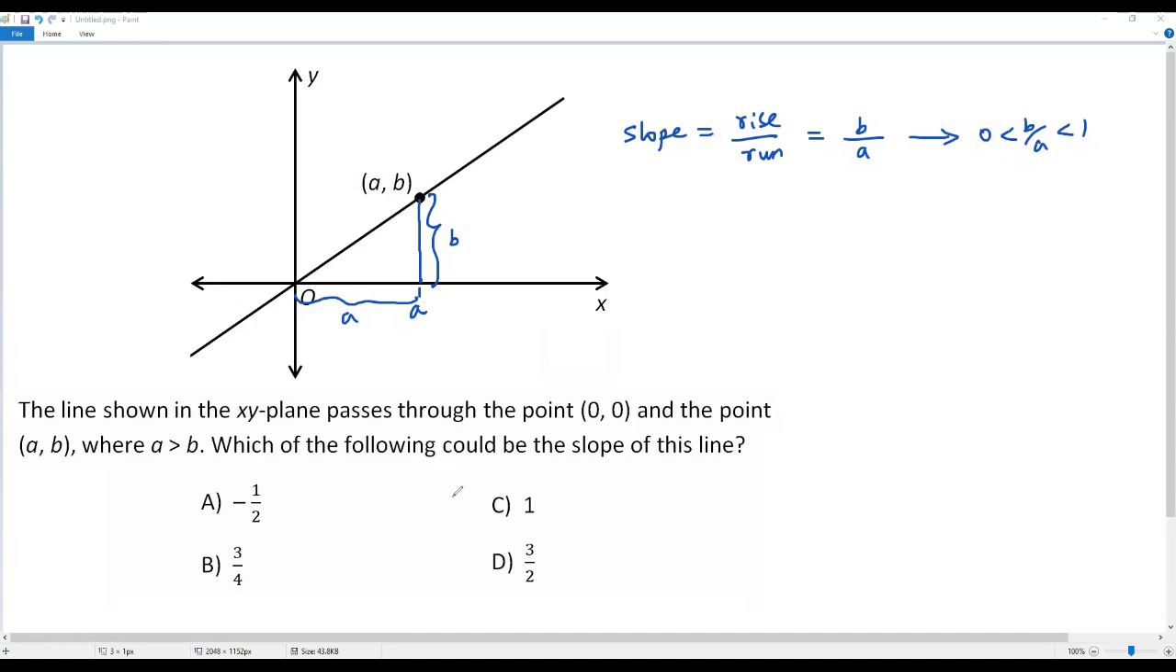Now in the given answer choices, we have to find the value which is between 0 and 1. That is 3/4. Its value is 0.75. So this 3/4 could be the slope of the given line. The correct answer choice for this question is B.